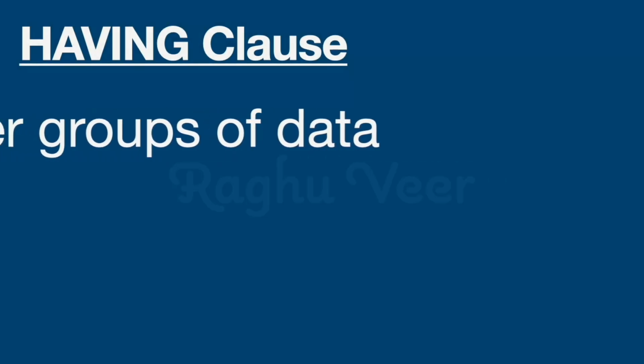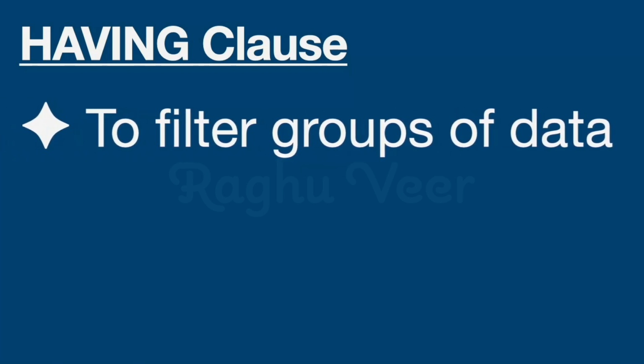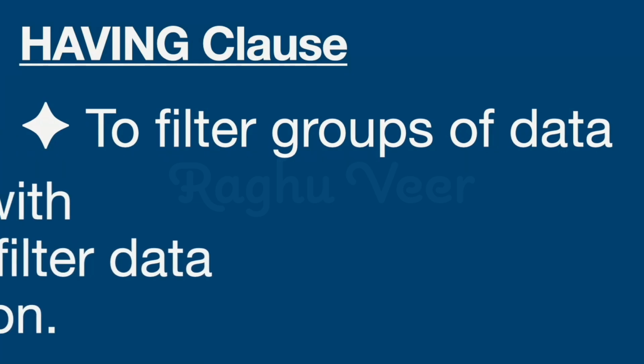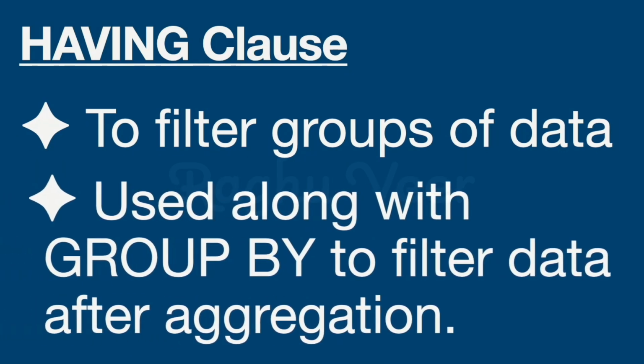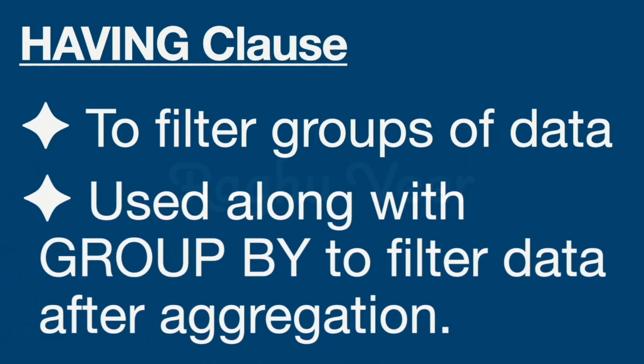Having clause in SQL. In the previous video, we have seen how we could apply group by and group the data. Now, having clause is used to filter the grouped data. So having clause is always preceded by group by clause. Having clause cannot exist independently without group by.